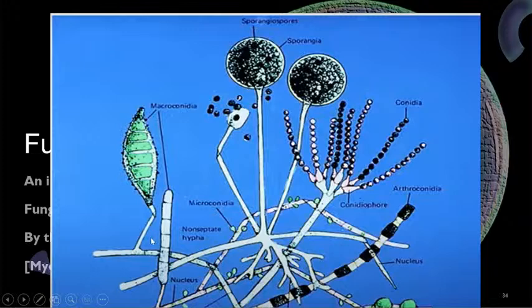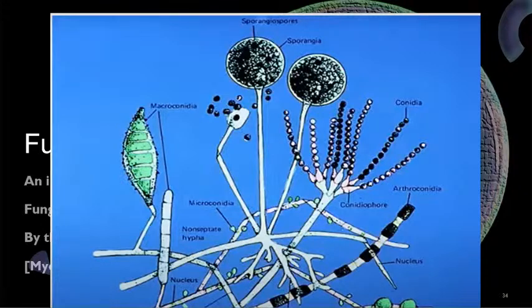Macroconidia could look like this. It could look like this. Okay, it looks like a hotdog. The other one looks like, what do you call this? What's that bean-like thing you eat with ramen? I'm not sure what it's called, but they put it on ramen, and that's what it looks like. Anything that looks like these two is macroconidia.